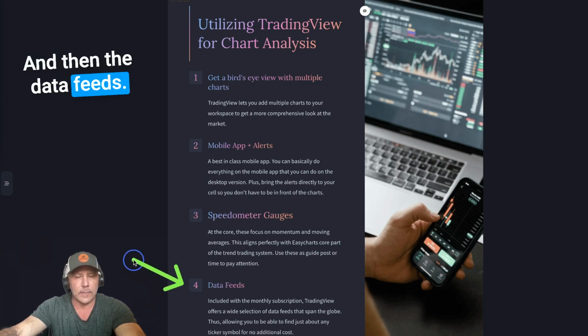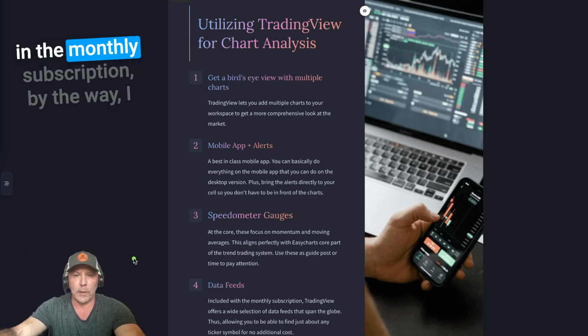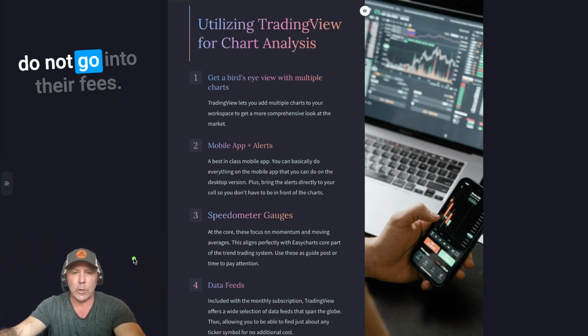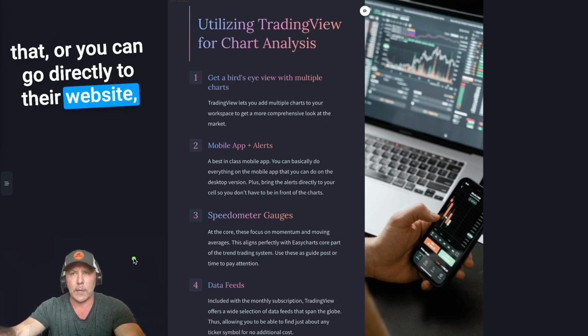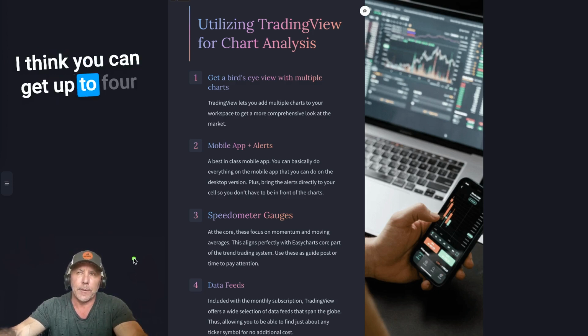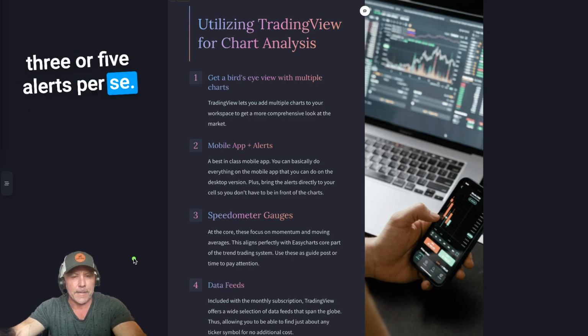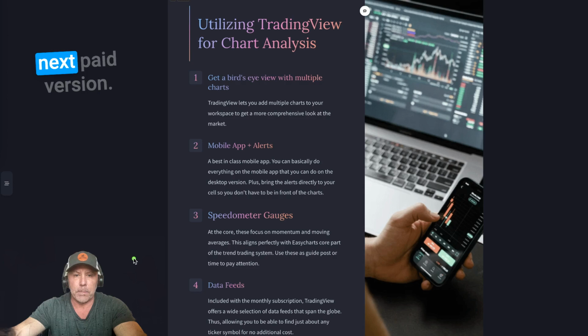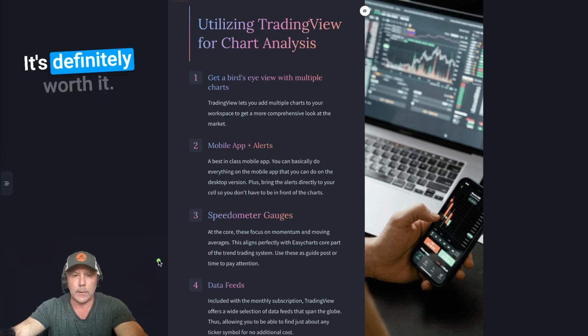And then the data feeds. The amount of data feeds that TradingView has, you can get most assets and ticker symbols globally, and it's included in the monthly subscription. By the way, I do not go into their fees. There are tons of videos on that, or you can go directly to their website, but there is a free version. I think you can get up to 4 indicators and maybe 3 or 5 alerts for free. On their next paid version, I want to say it's around 20 to 25 US dollars a month, but the value you get for that is definitely worth it.